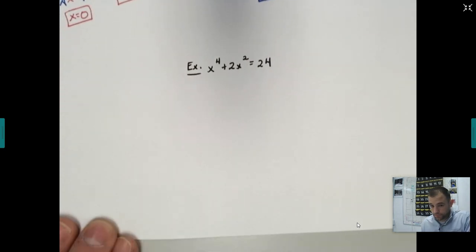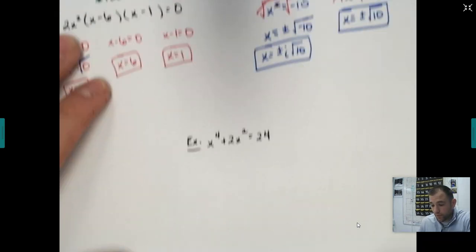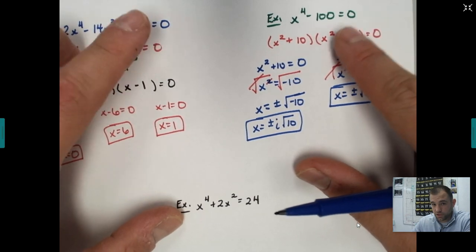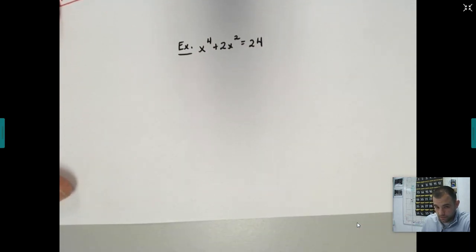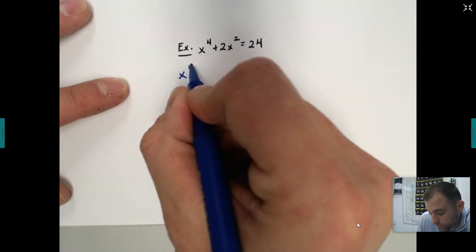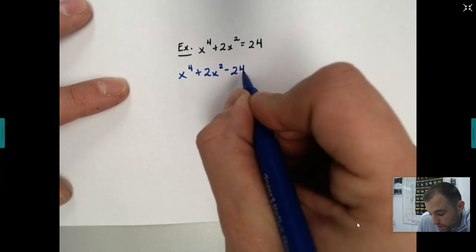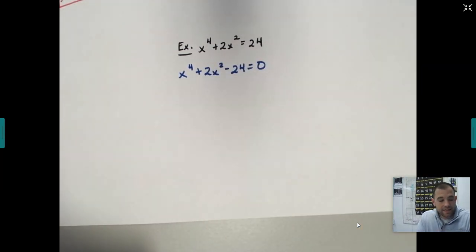Okay, the third one. This one's a little bit different. It just adds one extra step in there. Notice that both of these problems equaled 0. This one doesn't. So before we can do anything, I have to make sure that my problem equals 0. So I'm going to subtract the 24 first. I cannot do these problems until it equals 0. Because again, we're trying to factor, and the only way we can factor is if it equals 0.